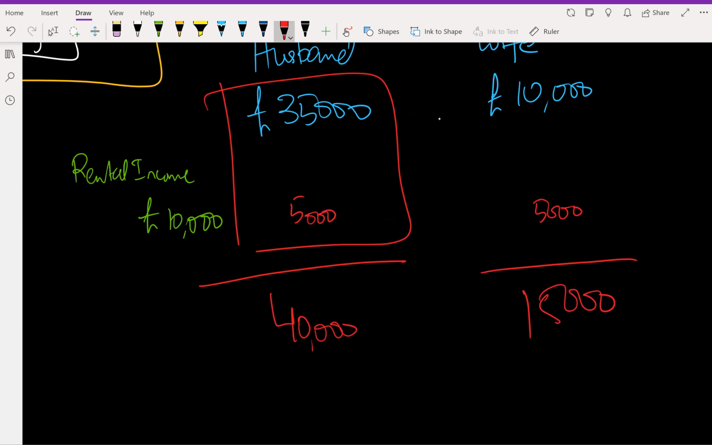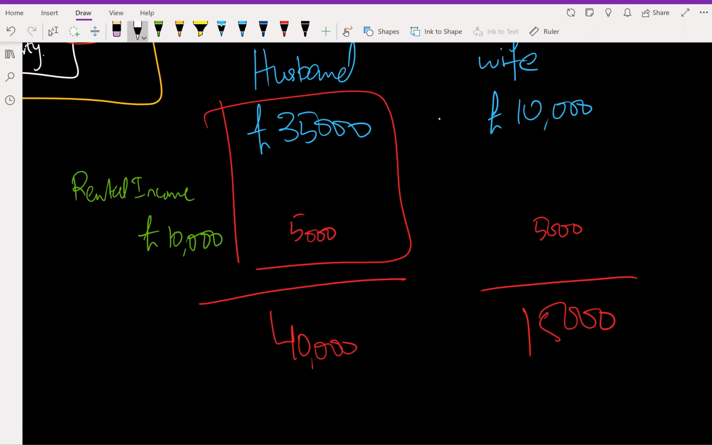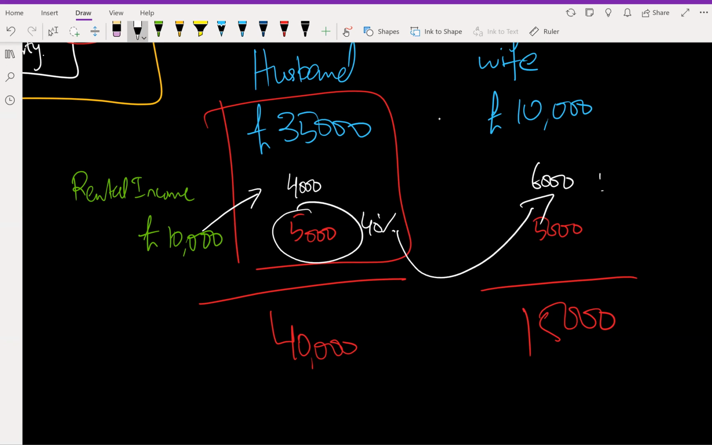Case number 2. This is allocated as per actual percentage. That means this 10,000, actual percentage would be 4,000 and 6,000. That means the difference of 1,000 previously was being taxed at 40%. Now that difference is being taxed at 20%. So as a family, are you saving 20%? Yes, right? Because the wife is a basic rate taxpayer, and just because rental income is coming to me as well, I have become a high rate taxpayer.